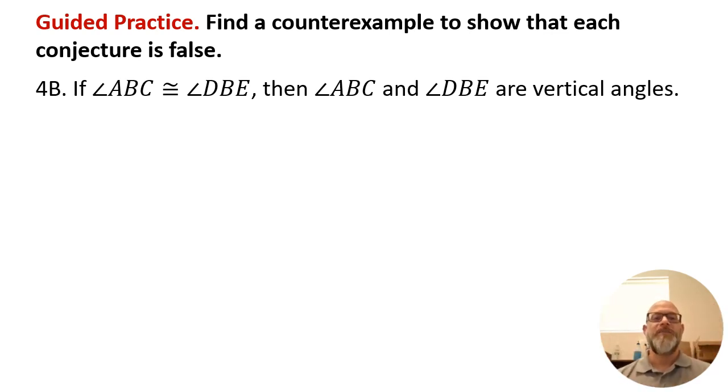If angle ABC is congruent to angle DBE, then angle ABC and DBE are vertical angles. Is that true? Not true? I mean, vertical angles are always congruent. But can you come up with a counterexample where you have congruent angles that are not vertical? Give it a shot. Come on back.